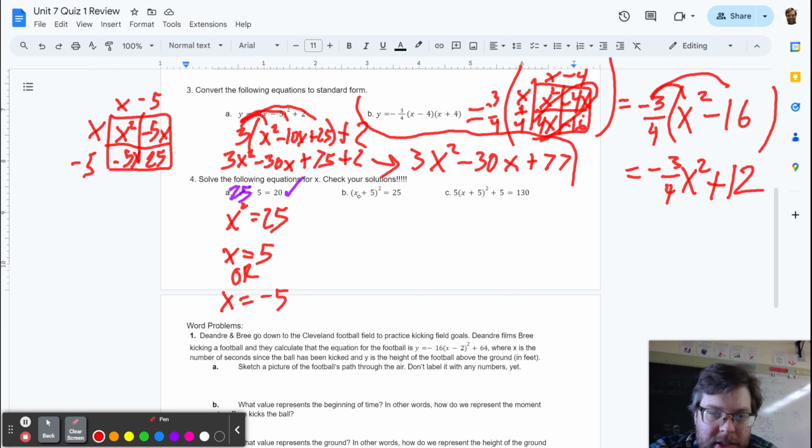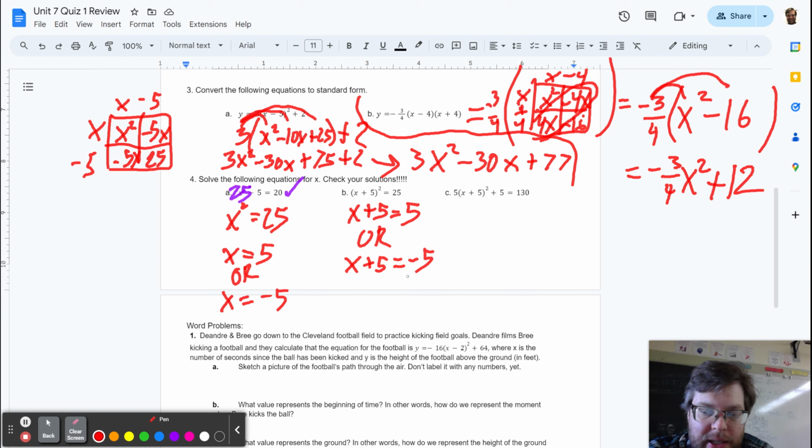Let's try x minus 5 squared equals 25. Here, I'm going to take the square root first, because that's on the outside of the parentheses. So I have two options: the positive square root of 25 or the negative square root of 25. To solve those, I subtract 5 from both sides. 5 minus 5 tells me that x equals 0 is a solution. Negative 5 minus 5 tells me that x equals negative 10 is a solution.